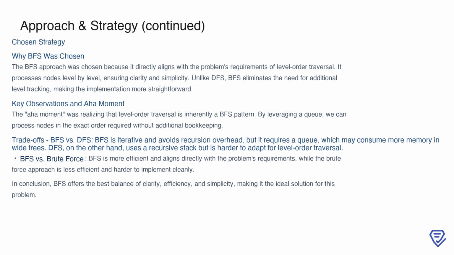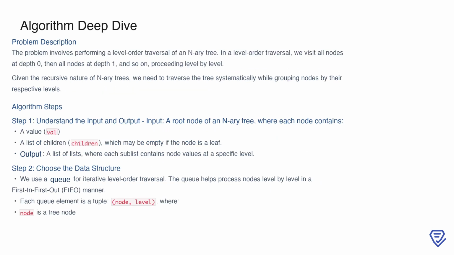Comparing BFS and DFS, BFS avoids recursion overhead and is more intuitive for this problem, though it requires additional memory for the queue. On the other hand, DFS relies on a recursive stack, which can be less efficient and harder to adapt for level-order traversal. Compared to the brute force method, BFS is cleaner, more efficient, and directly tailored to the problem's requirements. In conclusion, BFS strikes the ideal balance between clarity, efficiency, and simplicity, making it the best solution for solving this problem.